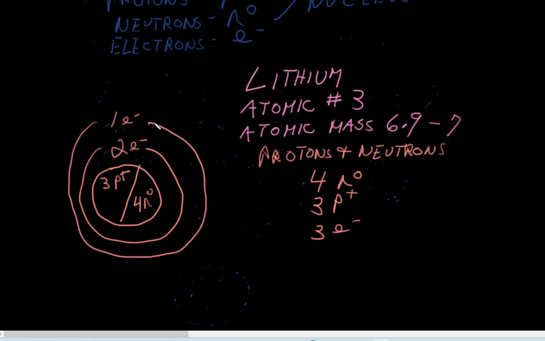The first shell can hold 2 electrons, the second can hold 8, and then we can get up to 14 and so forth. But we'll look at that later on. So this would be just a real rough diagram of a lithium atom: 3 protons, 4 neutrons, and a total of 3 electrons.